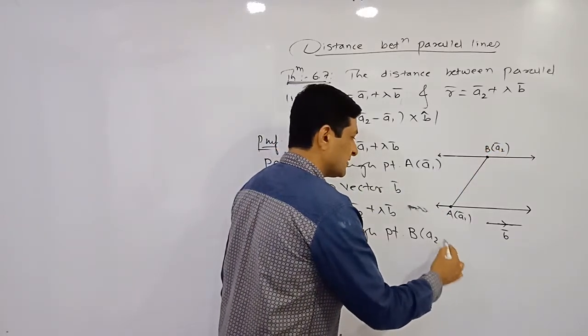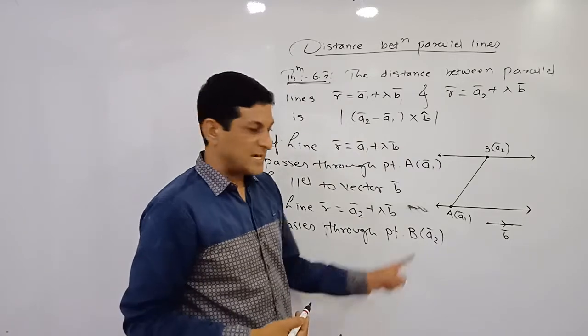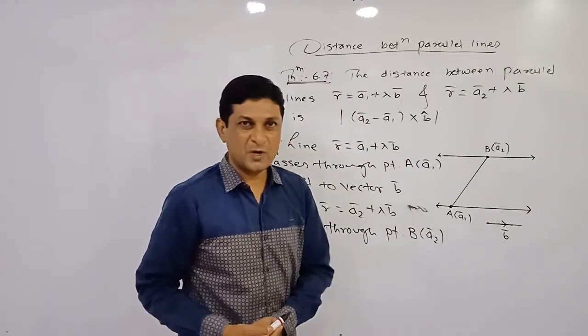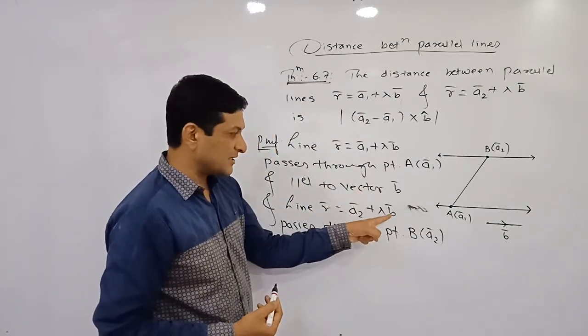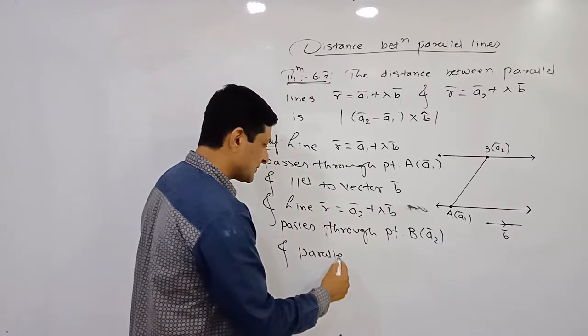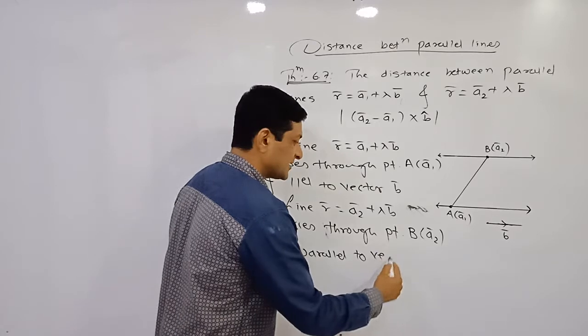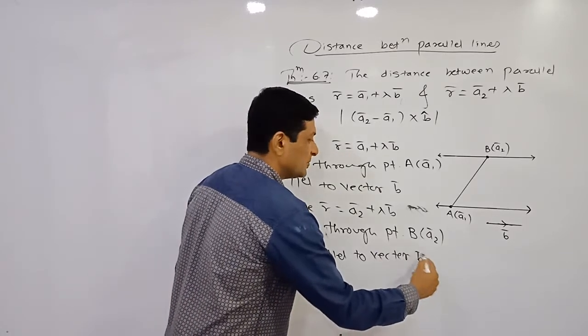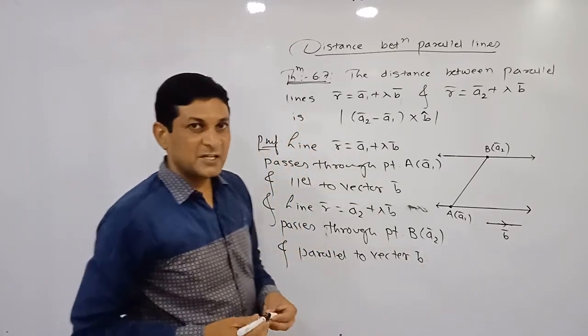a2 bar is the position vector. I am denoting that point by B, whose position vector is what? a2 bar, and parallel to which vector? B bar, parallel to vector b bar. So I hope the ideas are clear to you.